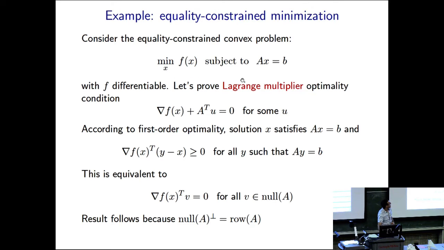So if I have a solution to this problem, that's true if and only if I can solve this nonlinear system of equations, grad f of x plus A transpose u is equal to 0, for some points x and u. It's often called the Lagrange multiplier optimality condition for this equality constrained problem. And as I said, we'll greatly generalize this and prove a much more general version when we talk about the KKT conditions.